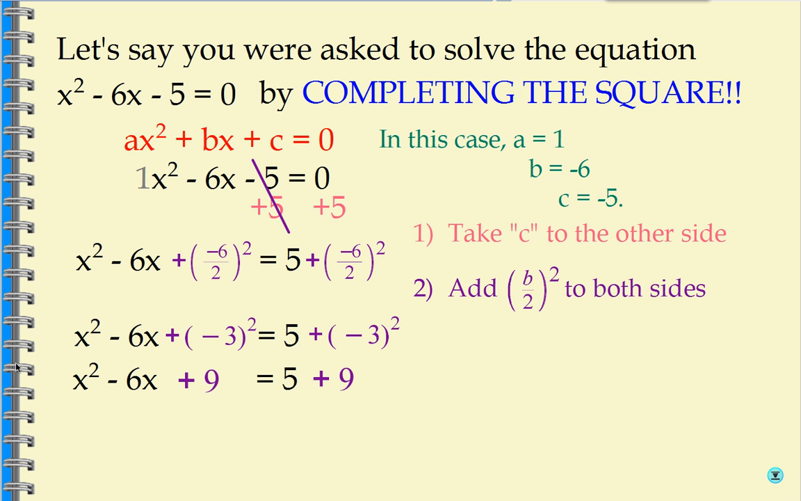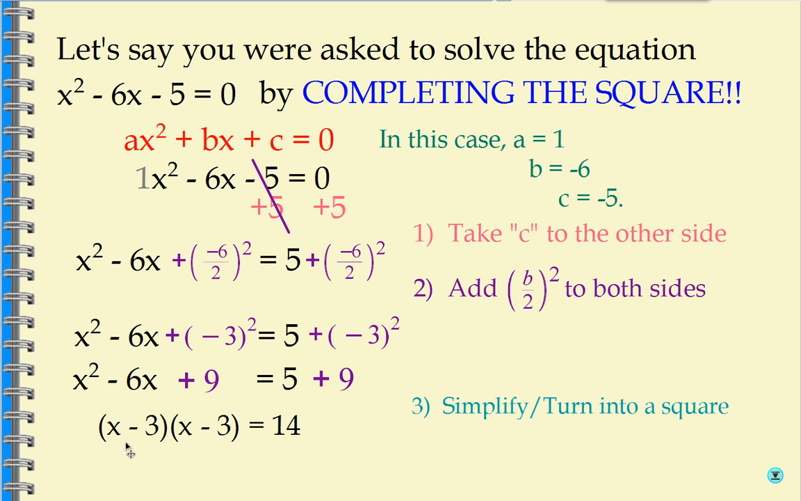On the left-hand side, the reason that that's called a perfect square now is because when I factor that, I get x minus 3 times x minus 3, or I can call that x minus 3 quantity squared. My right-hand side, 5 plus 9, gives me 14. The right-hand side is not always going to be a perfect square. Sometimes it will, sometimes it won't. It's okay either way. But now the left-hand side will always be a perfect square.